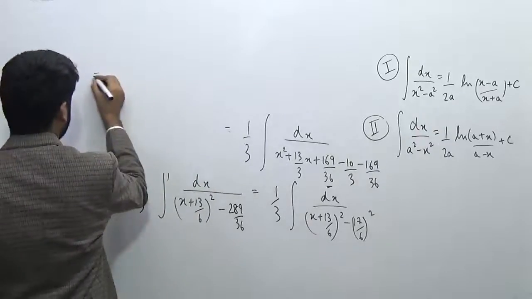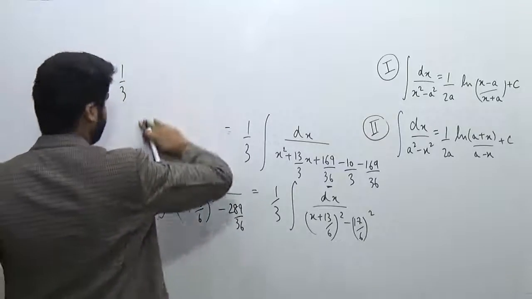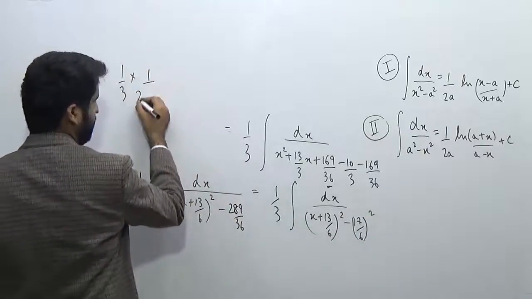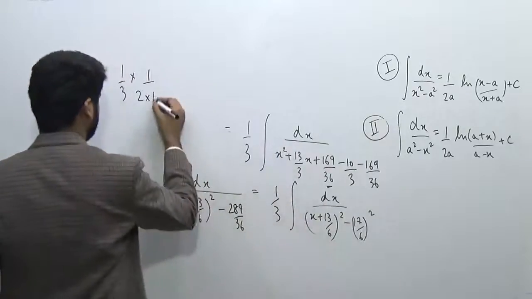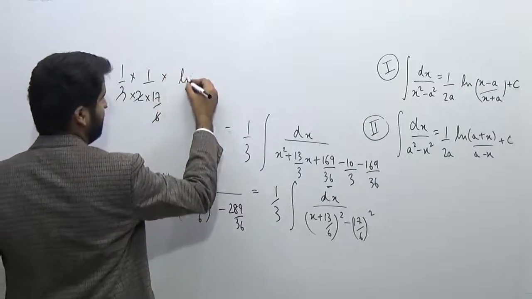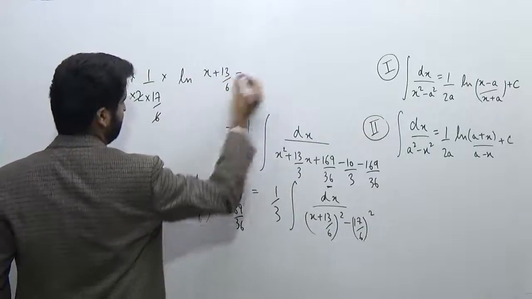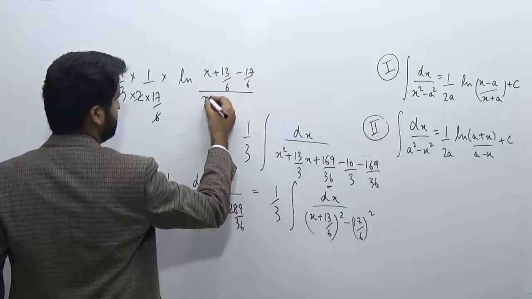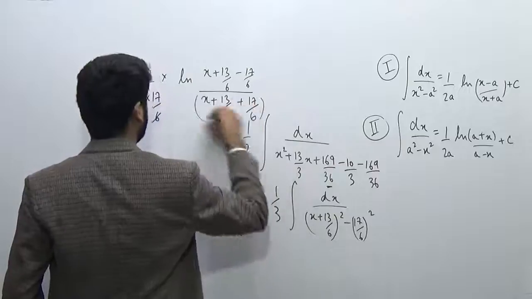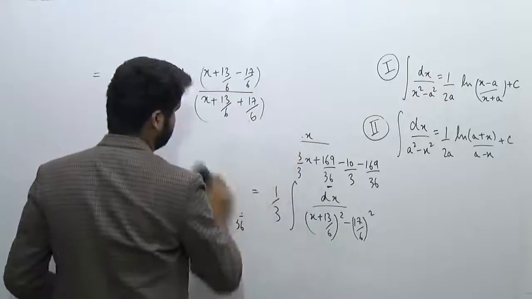This is equal to 1/3, the integration will be removed and I will get ln with 1/(2 × 17/6), so I will cancel these things, multiplied by ln of (x − a). So in the numerator I am getting x + 13/6 − 17/6, and similarly in the denominator x + 13/6 + 17/6. So this is the final answer which I am getting.